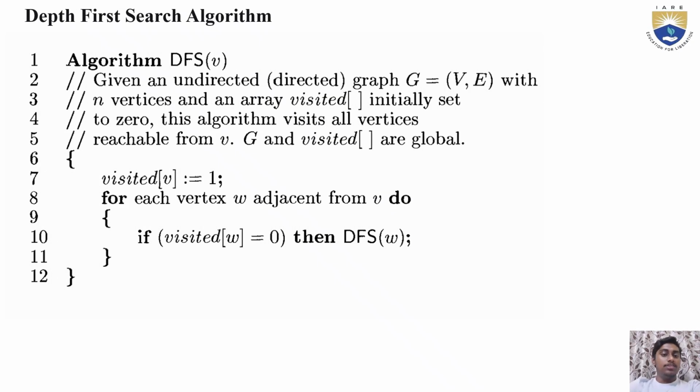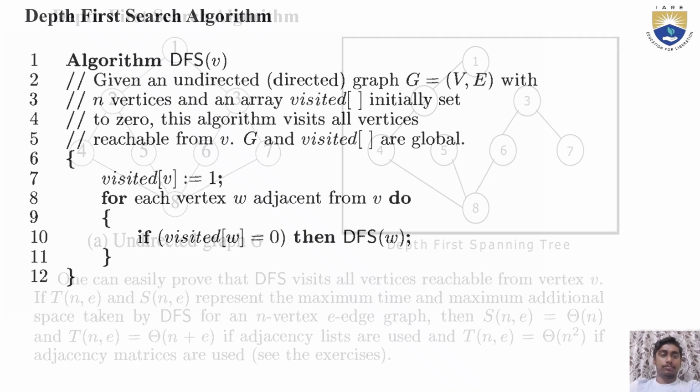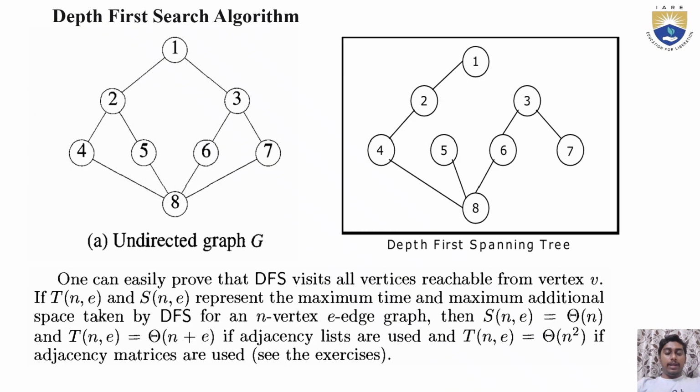Here is the third search algorithm. Given an undirected graph G with n vertices and edges, and an array visited initially set to 0, this algorithm visits all vertices reachable from V. G and visited are global. So, in simple words, depth first search goes deep first and is good for exploring. Here is an undirected graph G and its depth first spanning tree.